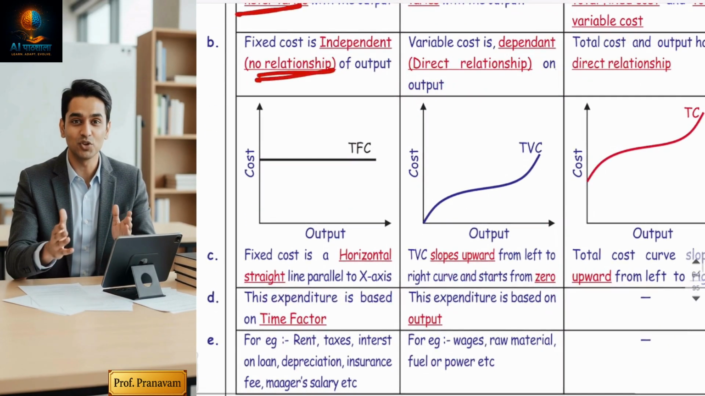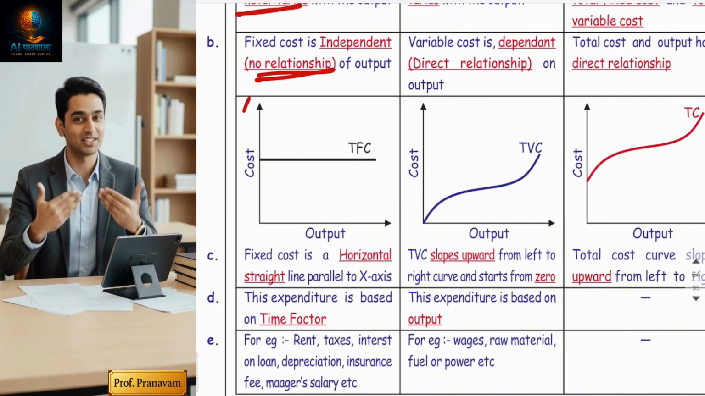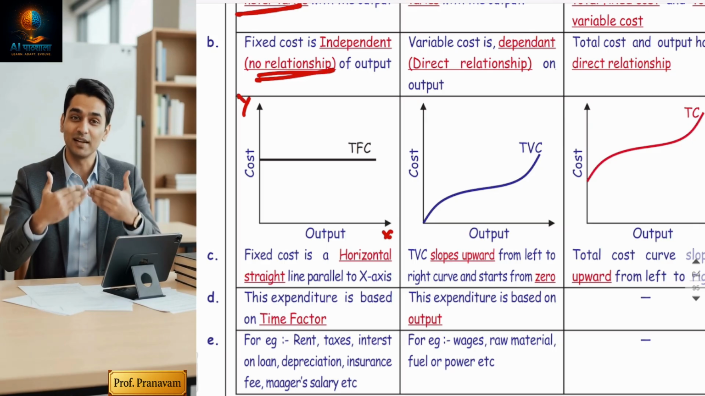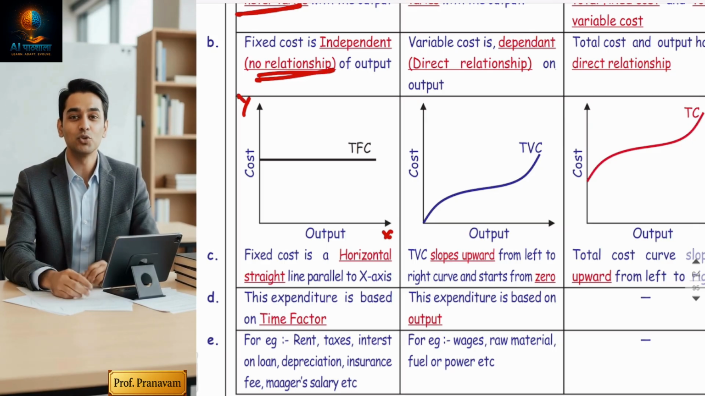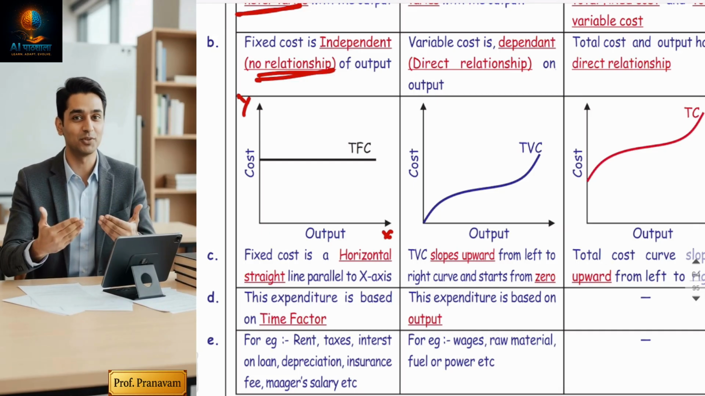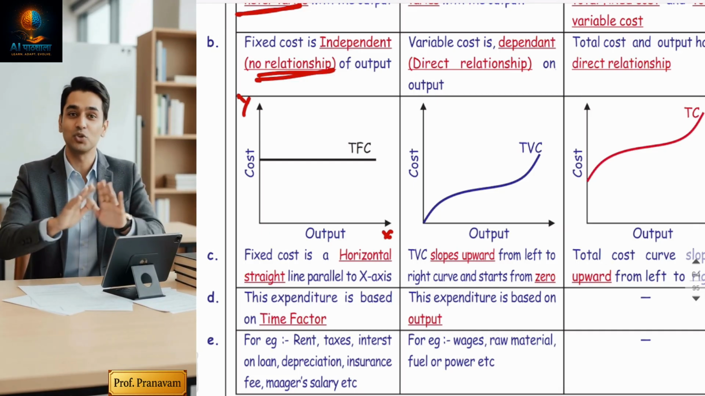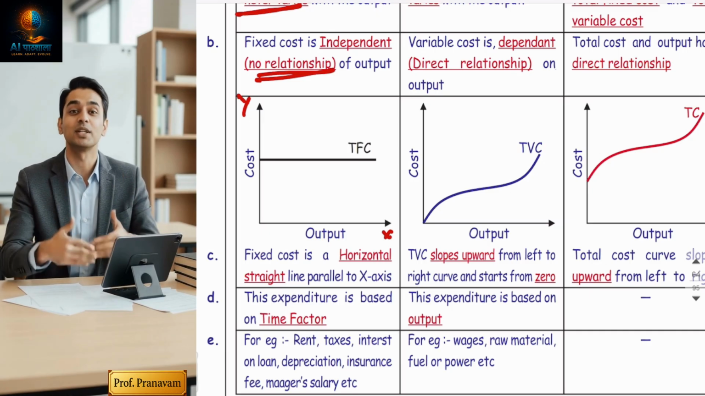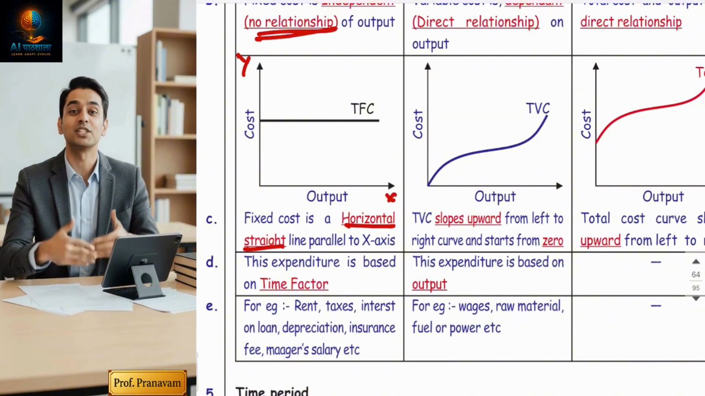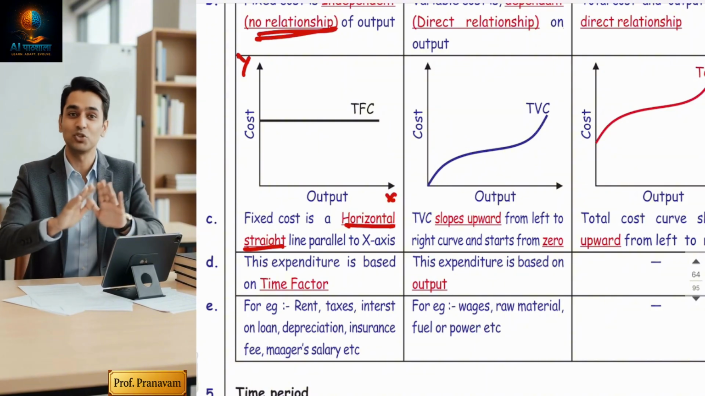Now, whenever on the y-axis I'm taking cost and on the x-axis I'm taking output, how will the total fixed cost diagram be? Whenever there is no relationship between two factors, the curve is always a straight line. So the total fixed cost curve is a horizontal straight line. This is an MCQ which you have to remember. Whatever output you produce, your cost will remain the same.